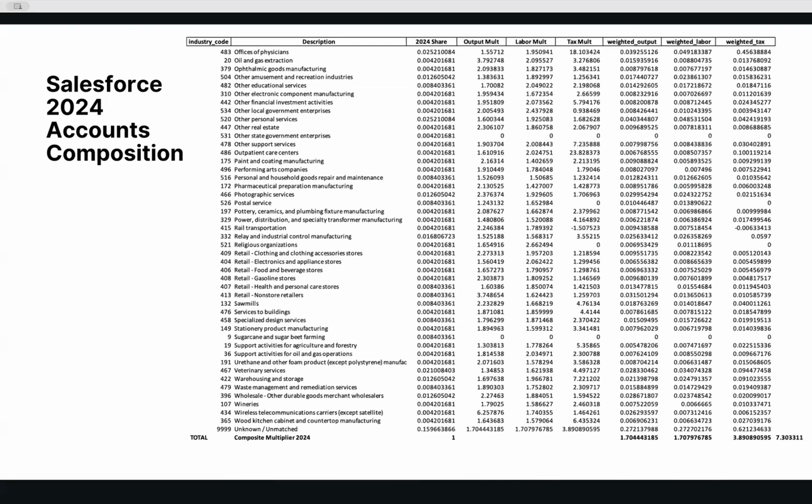When the output, labor income, and tax multipliers for each sector are weighted by their shares and summed, the result is the composite multiplier of 7.3 used for the 2024 calculations in the previous slide.